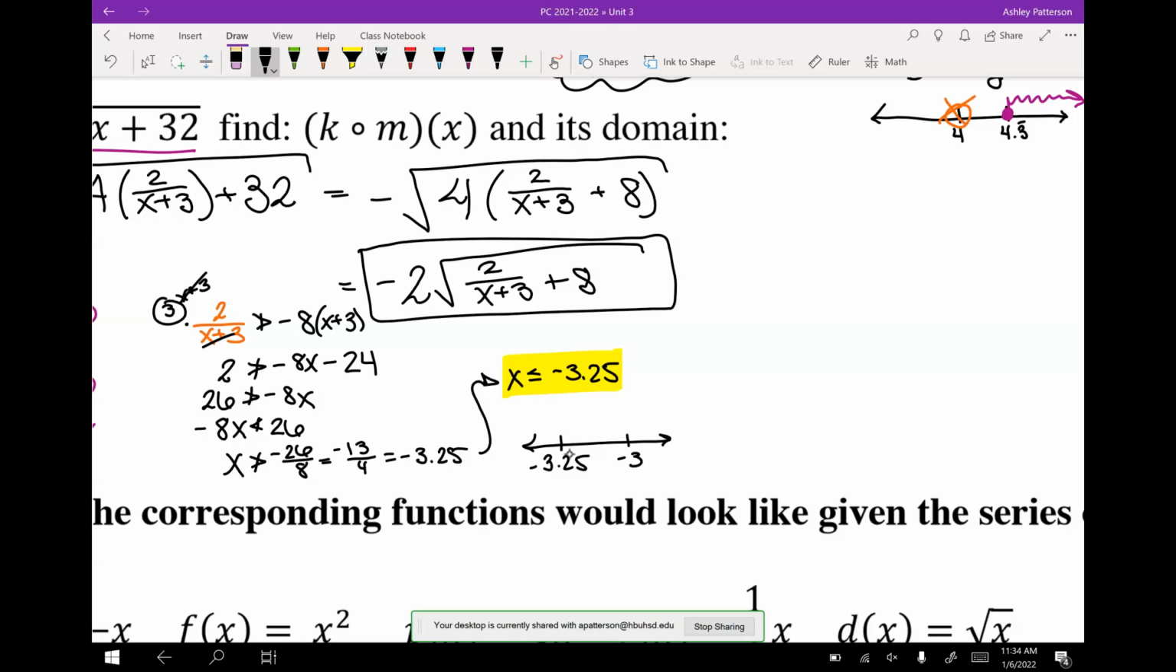Good work. Okay, so we were saying that it has to be less than or equal to negative 3.25, but it can't be negative 3. So now that it's correct, do they overlap? Oh, fantastic. So I'm just going to say that it goes from negative infinity to negative 3.25 inclusive.